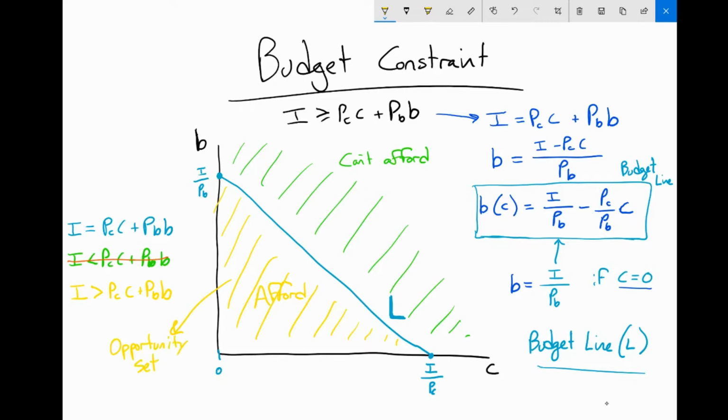Opportunity set. Well, actually, it's the area in yellow plus the budget line. So the opportunity set is everything that they can afford, which would be everything in the yellow plus all of the possible bundles that are on the blue line, that is, on the budget line. That is all the possible combinations of coffee and bagels such that they either spend less than or exactly equal to the amount of income that they have. That would be the opportunity set.